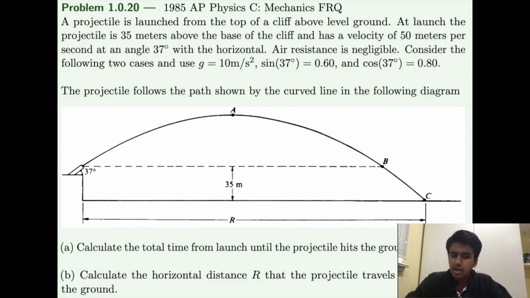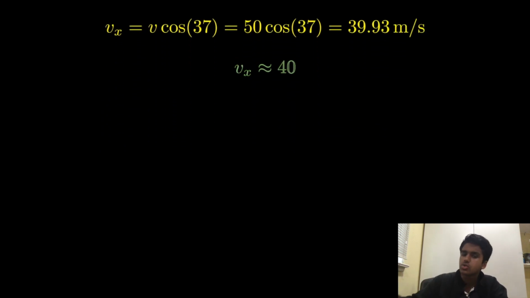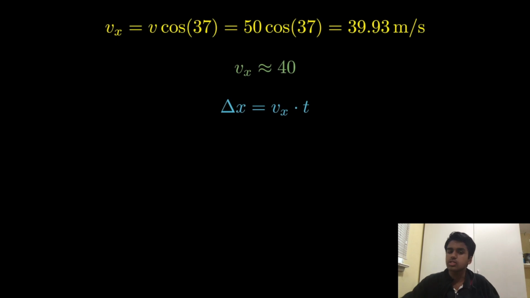Now part B says, calculate the horizontal distance that the projectile travels before it hits the ground. So we know that in projectile motion, horizontal velocity is constant. And what does that mean? So we can find the horizontal velocity by taking the component of the total velocity and multiplying it by the time. So the horizontal velocity is simply 50 times cosine of 37, which is around 39.93. So I'm going to round that to 40 meters per second. And then the time is 7. So we use the equation delta x equals the velocity times time. So that means 40 times 7 is 280 meters.